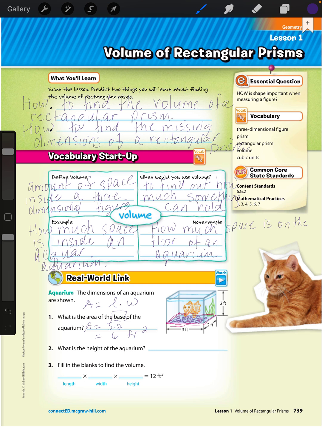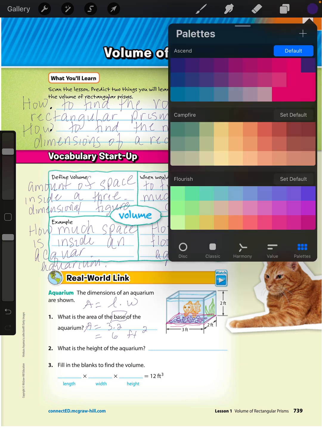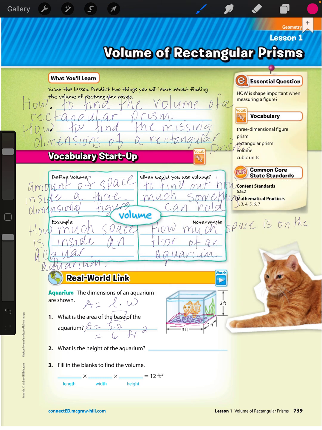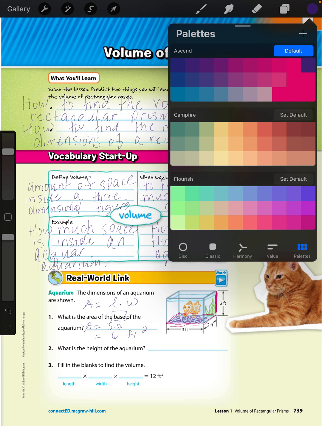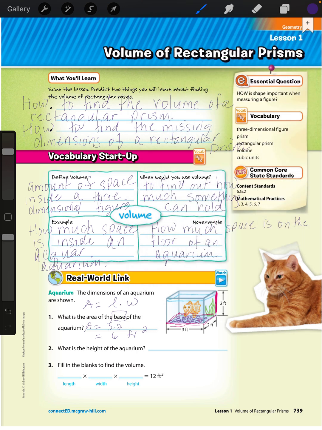All right, number 2, what's the height of the aquarium? So here's the height. That's how tall it is. So the height of the aquarium is 2 feet. So we're just going to write 2 feet.